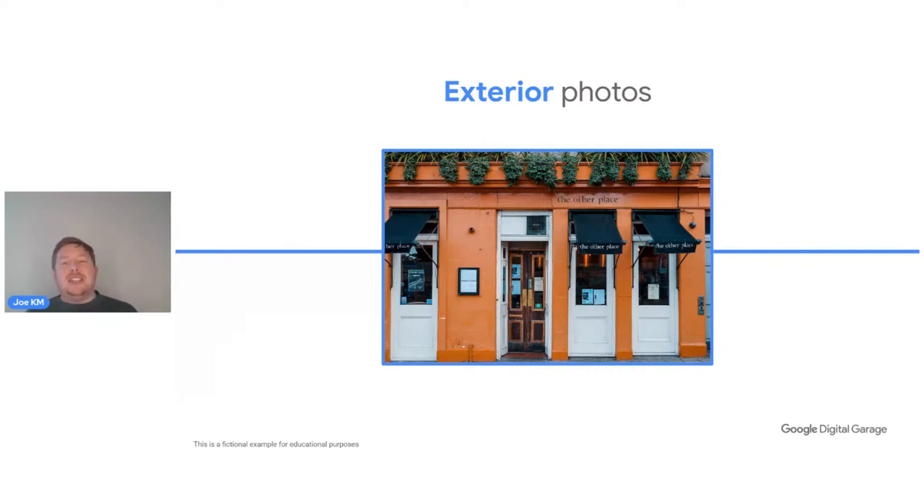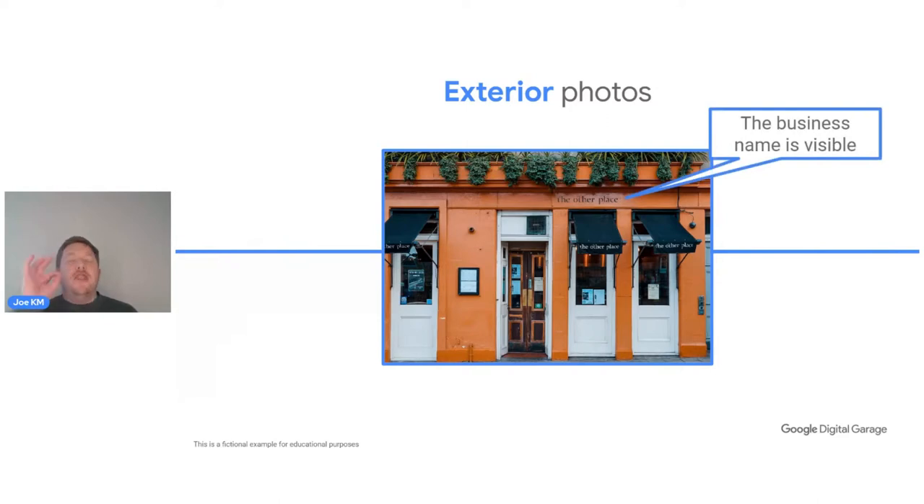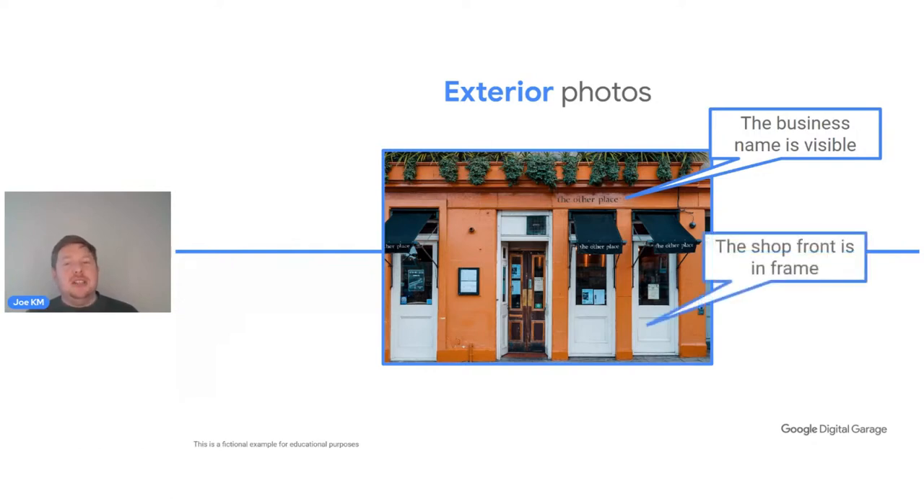So what things can we see on this photo? So this is the exterior photos. What can we look for here? So first of all, the business name is in focus. Not just there, in focus. In addition to this, the whole shop is in the frame from one side to the other side.